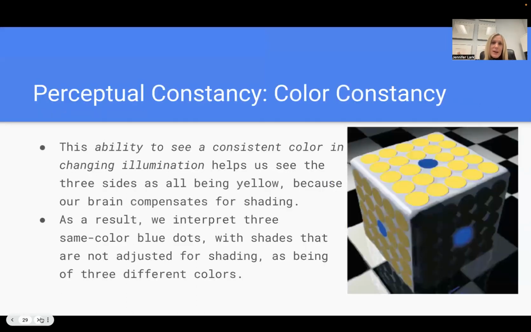For instance, let's talk about color constancy. And again, you can put these definitions and examples in your notebook. The ability to see a consistent color in changing illumination helps us see that the three sides of this image are actually all yellow. But our brain shouldn't perceive it that way because there's different wavelengths of light affecting this, but it would make no sense to our brain if it wasn't all yellow. And so our brain just makes that adaptation for us and says, look at the yellow cube with the blue circles in the middle. But it doesn't all look yellow, but our brain tells us that's a yellow cube with blue in the middle.